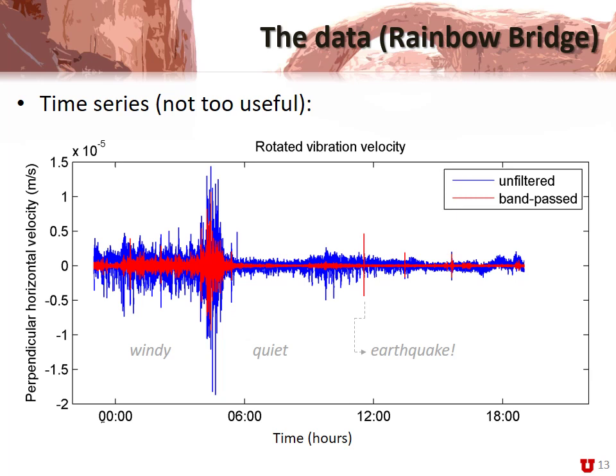We have something like 20 hours from Rainbow Bridge, and at the beginning of the test, we have higher vibration amplitudes, and it gets really windy for a time, and then it gets pretty quiet, and it's pretty quiet for the rest of our test. And so this is what we're seeing in our ambient vibration time series record. And frankly, it's not too useful. There's not a lot that we're getting out of that. We see that it was windy, it's quiet. We also see there's these spikes every now and again. That's actually three earthquakes that we recorded.